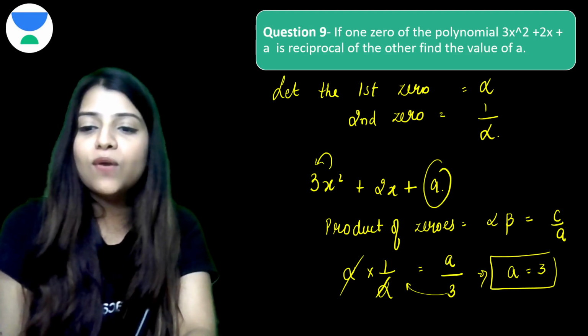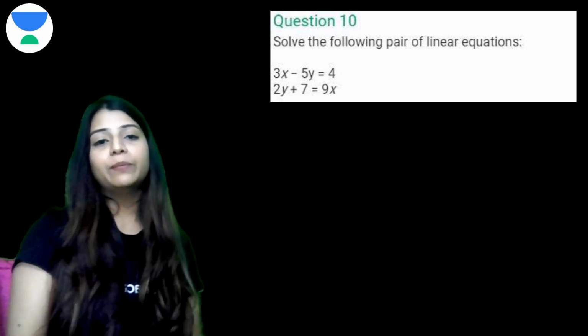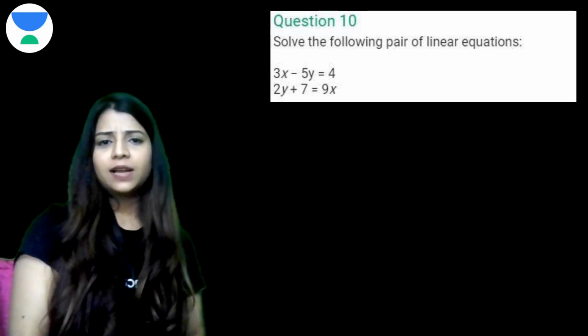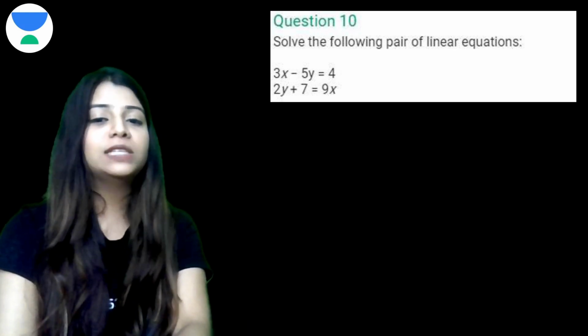All right, so moving forward to your 10th question. We have to solve the following pair of linear equations, and the method is not mentioned, so we can choose any method as per our convenience. Of course, we will select our elimination method because that's the easiest one.